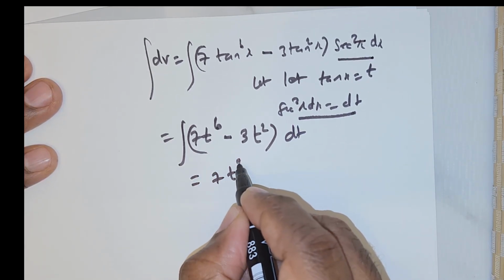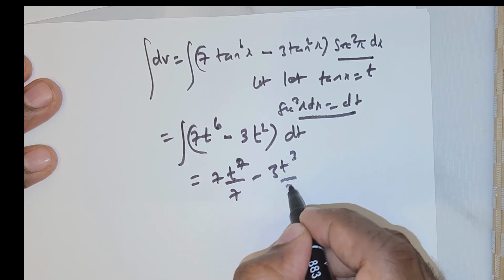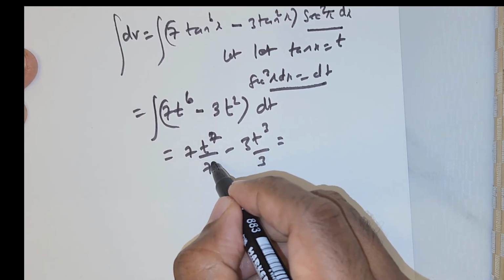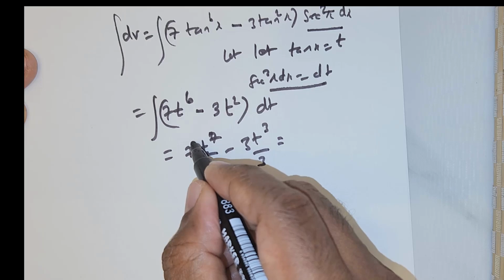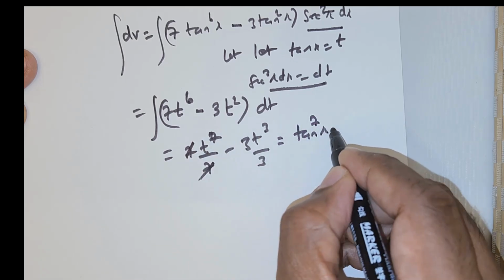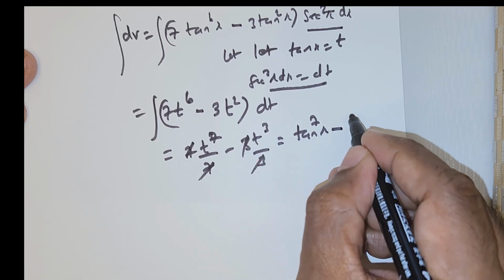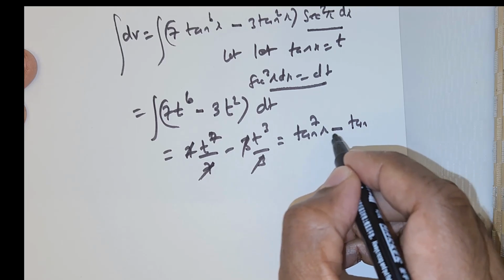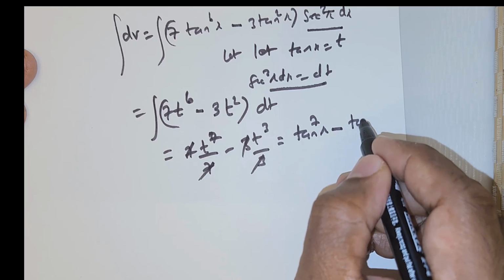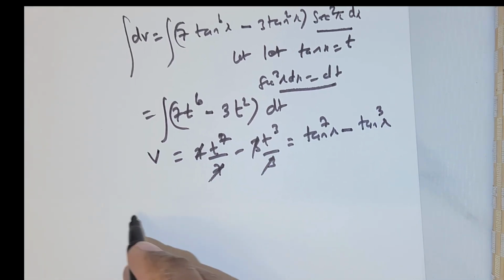I integrate this, I get t raised to the power of 7 divided by 7 negative 3 times t raised to the power of 3 over 3, which is equal to, apparently our 2 7s can get cancelled, giving us tan raised to the power of 7x, negative 3 gets cancelled, so it's going to be tan raised to the power of 3x.